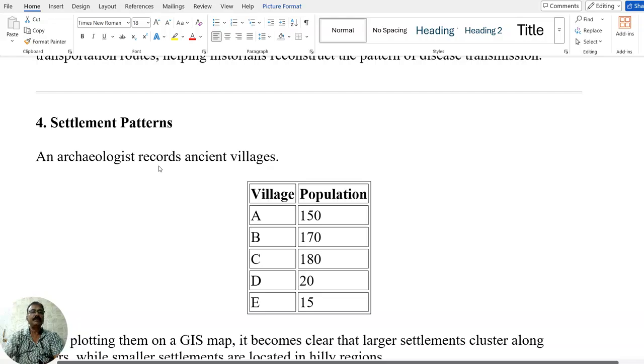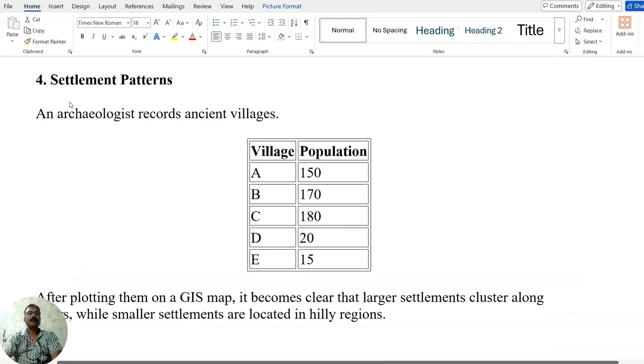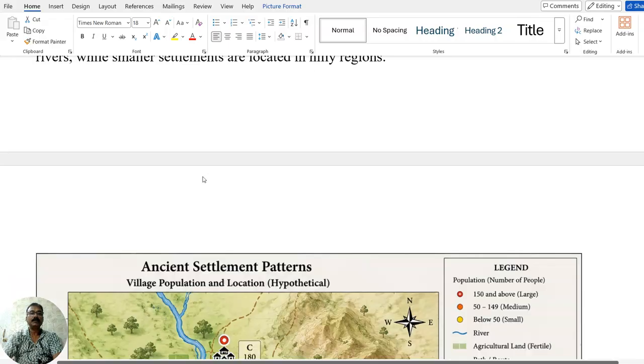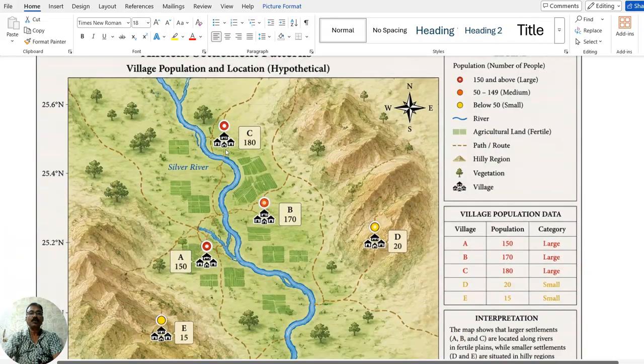Settlement pattern is another kind of data. Suppose an archaeologist records ancient villages, villages A, B, C, D, E, and the population is like this. On the basis of this information, you have to plot it on a GIS map. It becomes clear that larger settlements cluster along rivers, while smaller settlements are located in hilly regions. So you got this map after plotting and transforming that data. This map indicates the population, number of people, 150 and above.